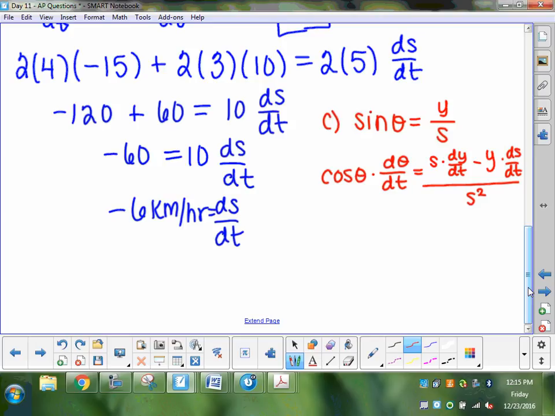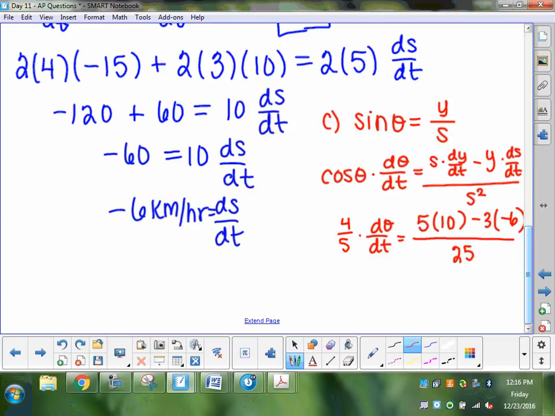What is our cosine ratio going to be? What's the cosine of theta equal to? 4 over 5 times d theta dt. What is s equal to at this point? What is it? 5, right? What is dy dt equal to? 10. And then minus, what is y itself? 3 times, what's ds going to be? Negative 6. You brought in what you did previously, all over s squared, which would be 25.